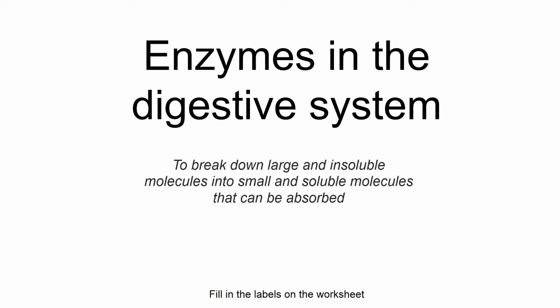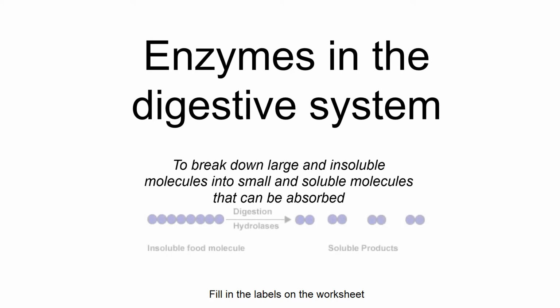Now, the role of the enzymes in the digestive system is quite straightforward. It's to break down the large and insoluble food molecules, which are far too big to be absorbed into the blood through the walls of the small intestine. So they're broken down into smaller and soluble molecules, which means they can dissolve in water, and which can then be absorbed into the blood.